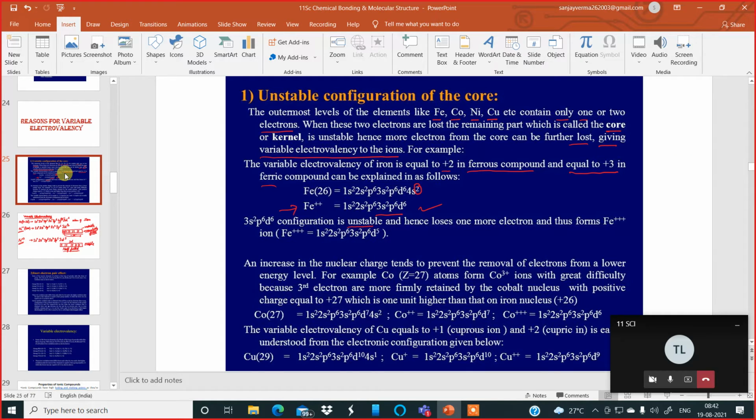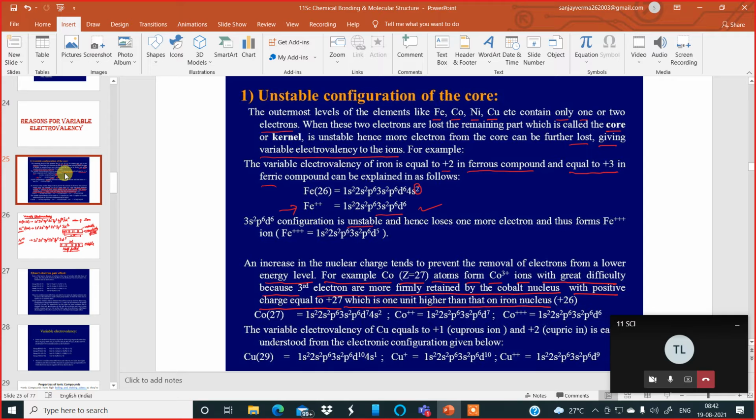Now let us come back to the previous slide. An increase in the nuclear charge, Fe plus 2 becoming Fe plus 3, tends to prevent the removal of electrons from a lower energy level. For example, cobalt, atomic number 27. Atoms form Co plus 3 ions with great difficulty because the third electron is more firmly retained by the cobalt nucleus with positive charge equal to plus 27, which is 1 unit higher than an iron nucleus.